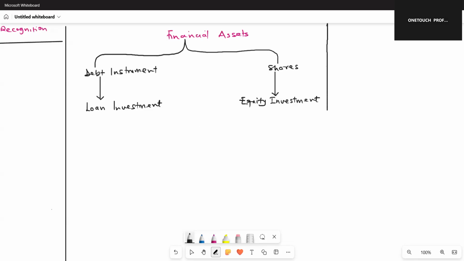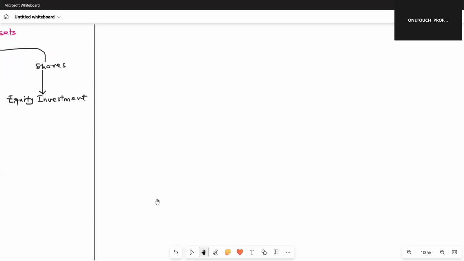But before we look at that, we want to say that financial assets are classified into three. Now, on what basis were financial assets classified into three? What is the basis for classifying financial assets into three?